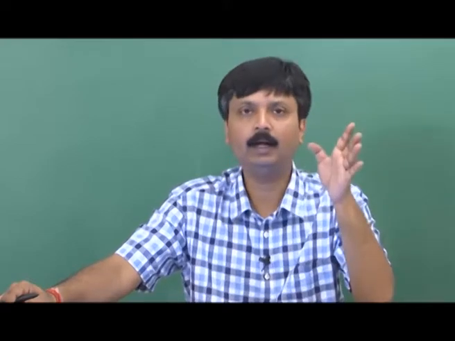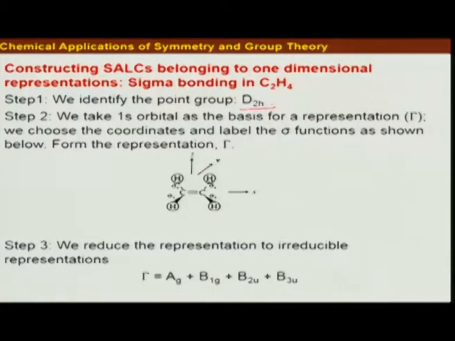That has to satisfy ultimately the symmetry conditions, and that must be within that particular molecule. So what we do here, we choose the 1s orbital for each hydrogen atom. There are 4 hydrogen atoms, so I consider a total of 4 1s orbitals, and based on that we will form a representation for this particular point group D2H. So we will choose the coordinates, and these are the sigma bonds, and we will label them as sigma 1, sigma 2, sigma 3 and sigma 4, fine.